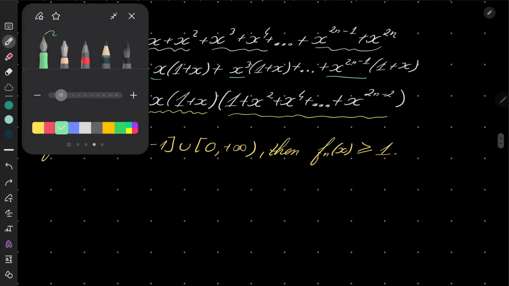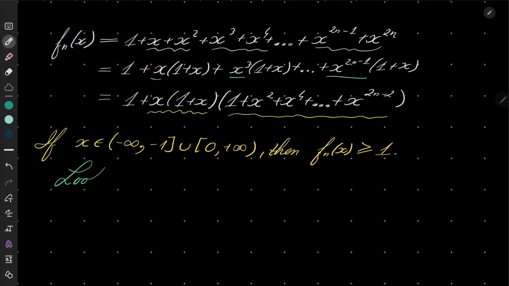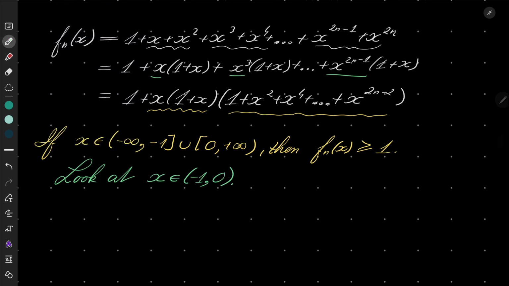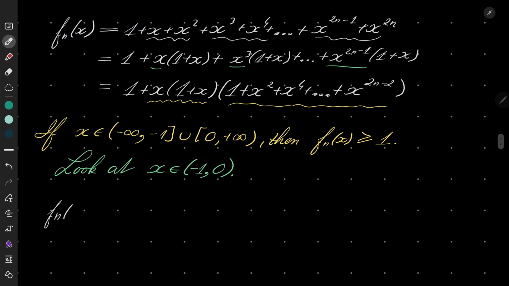So now let's look at x's which are from -1 to 0. And I will do the following. I will take again my formula for my function.